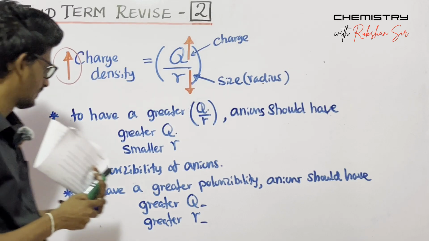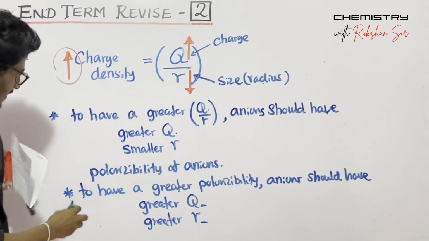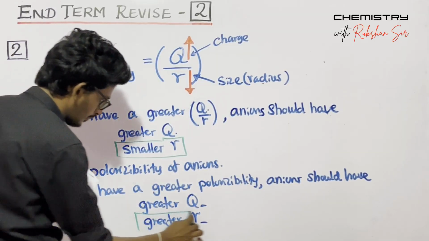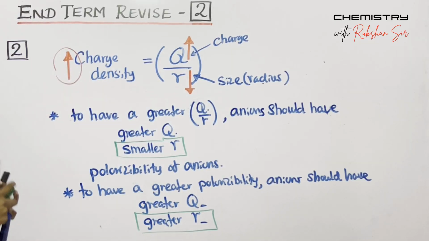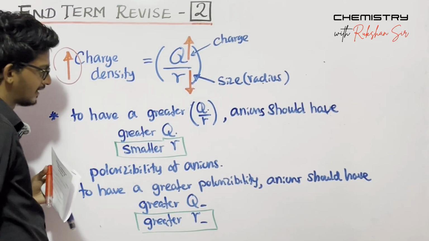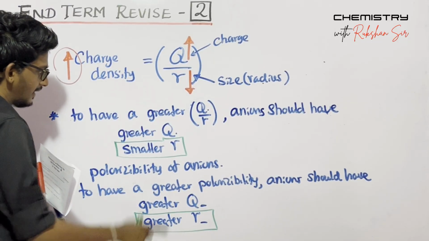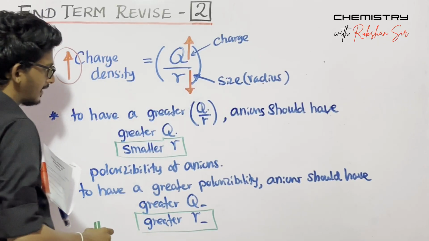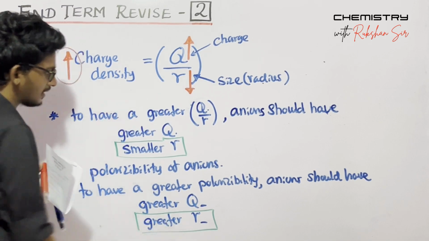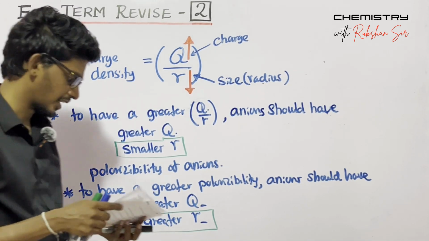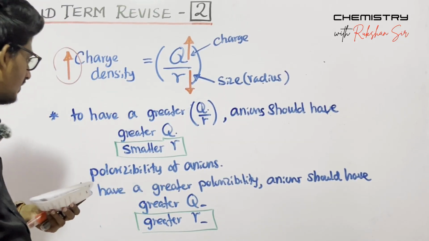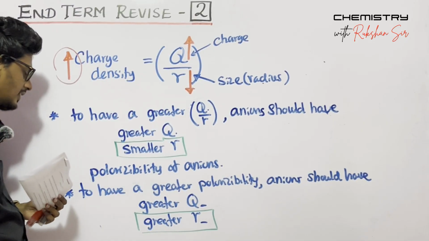So you can say the size is a problem here. The smaller the size, the better for the charge density, but the greater the size, the better for the polarizability. So when the charge density of an anion is high, polarizability of that anion is always high. That statement is false then.